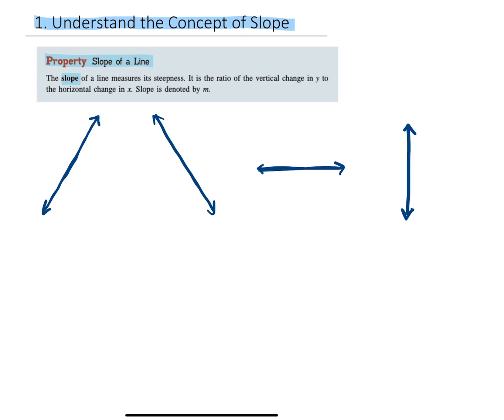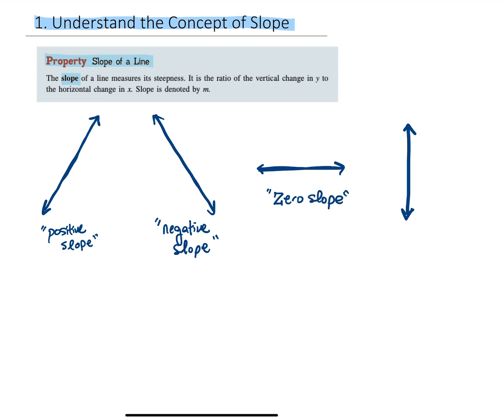So if we have an upward line like this one, some kind of upward slanted line, we would say that it has positive slope. If a line is slanted downward, reading it from left to right, it will have a negative slope. And if it's a flat line like this, we'd say that it has a zero slope. The slope would be equal to zero.